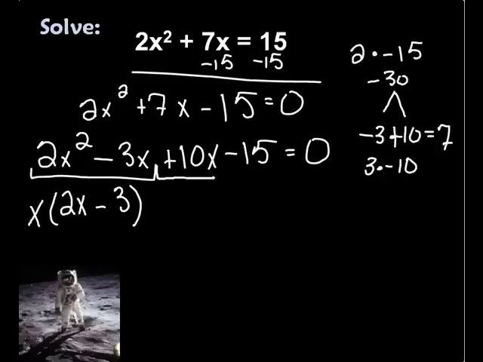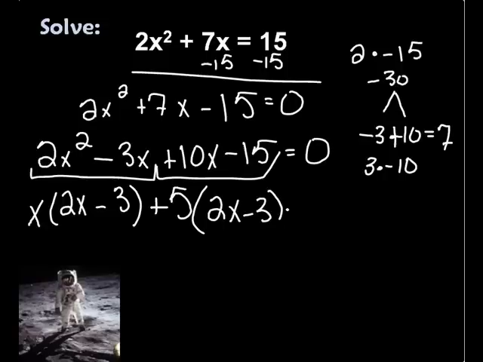Now I look at my second two. What's in common with these two? Well, it's a positive 5. I pull out a 5, and I end up with 2x minus 3, and those equal 0. Well, remember, that's a good thing because these guys have to match or I did something wrong.